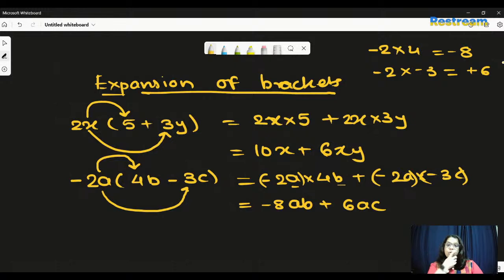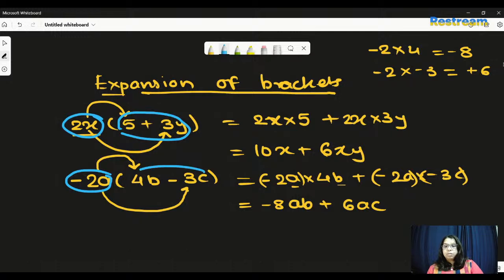6ac. So we have to remember that whenever there is a monomial outside the bracket, each and every term inside the bracket is multiplied with the monomial along with the sign of the monomial. A monomial is a single algebraic term, like in this case it is 2x, or in the second case it is minus 2a. So these are monomials. These are called binomials because there are two terms. Mono is one, bi is two, so we all know those things.